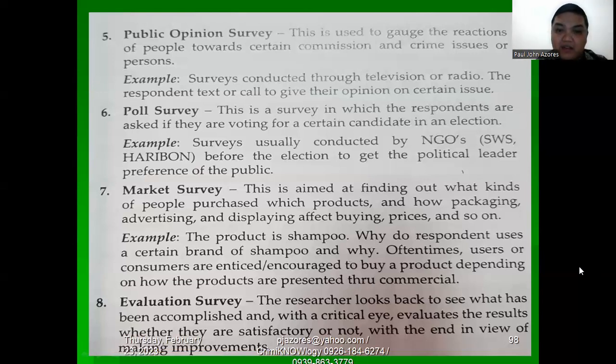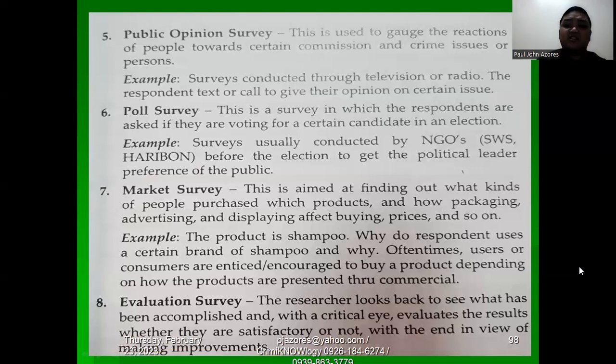The market survey. This is aimed to find out what kind of people purchase which product and how packaging, advertising, and displaying affect buying prices and so on. So mostly market surveys are concerned about products and about the consumers.